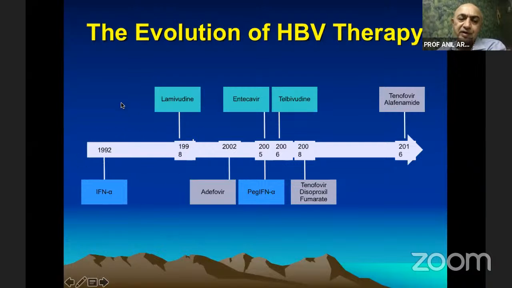The treatment of hepatitis B virus was started way back in 1992 with interferon injection, which was giving only limited relief, till we had the advent of newer drugs: lamivudine, adefovir, entecavir, telbivudine, pegylated interferon, TDF, that is tenofovir disoproxil fumarate, and finally the last drug which came into the market almost 4 years ago, called tenofovir alafenamide, or TAF.